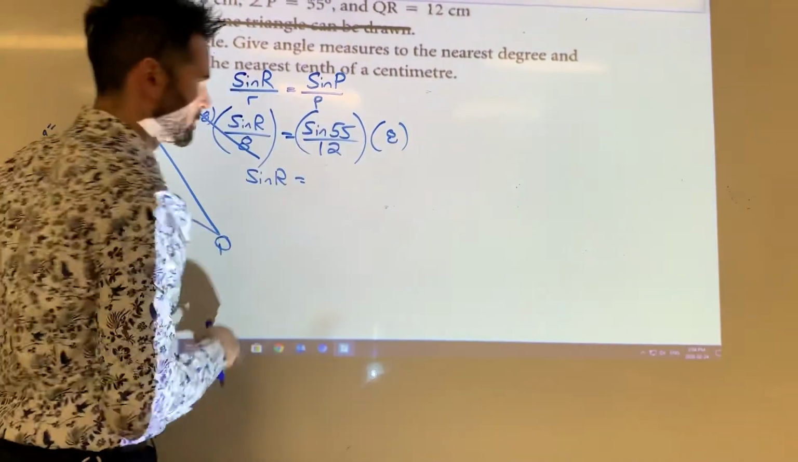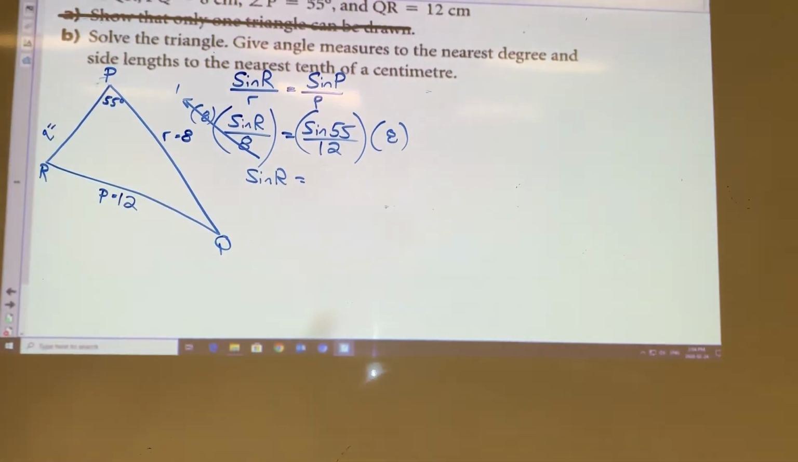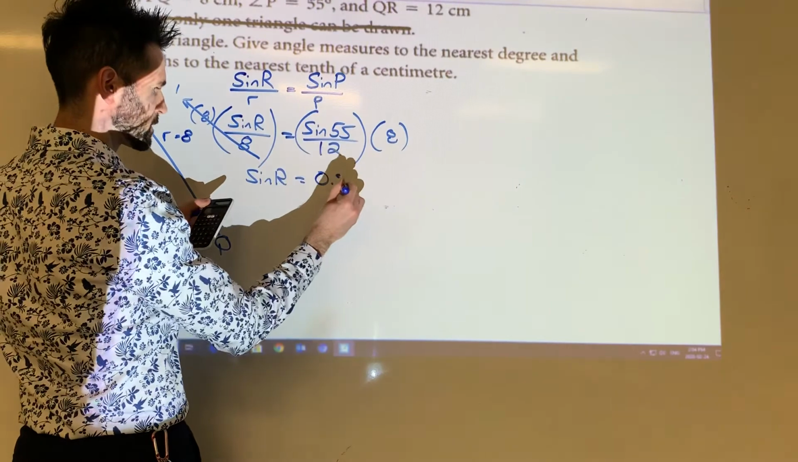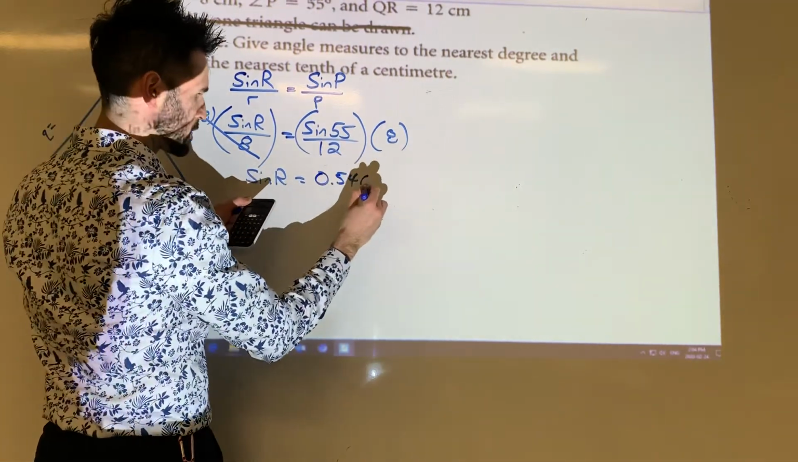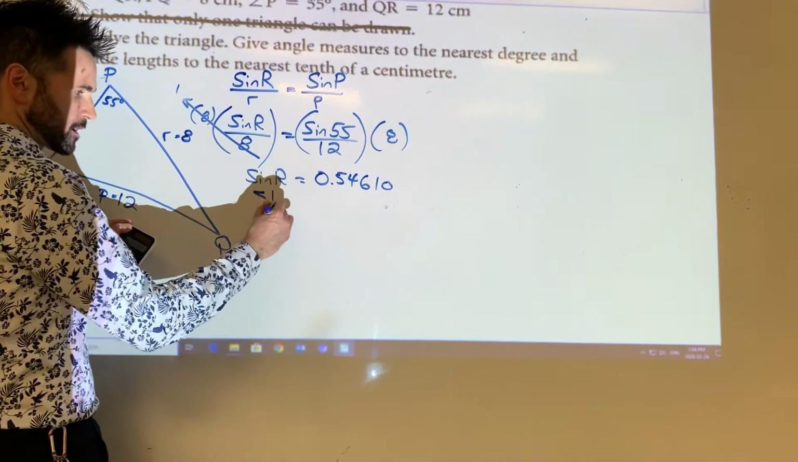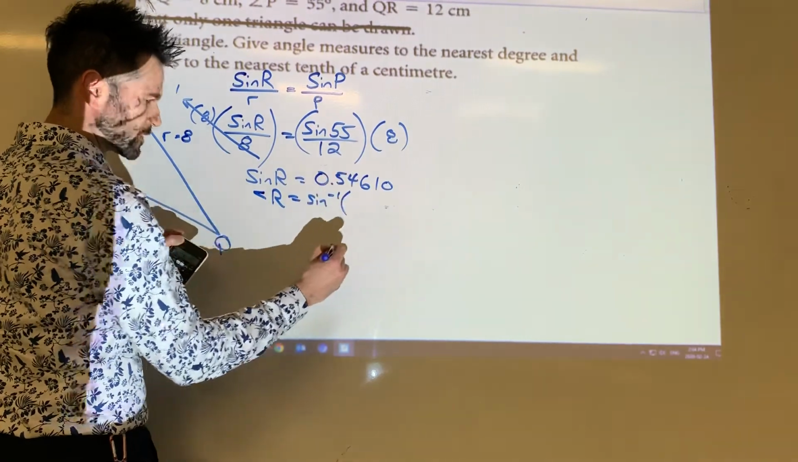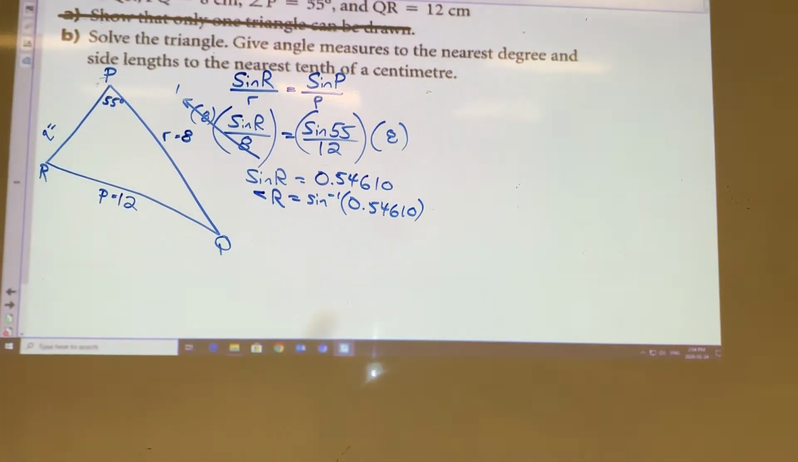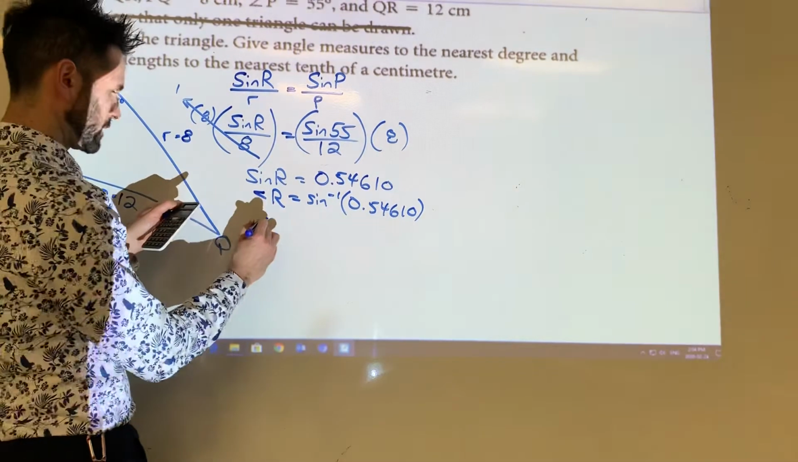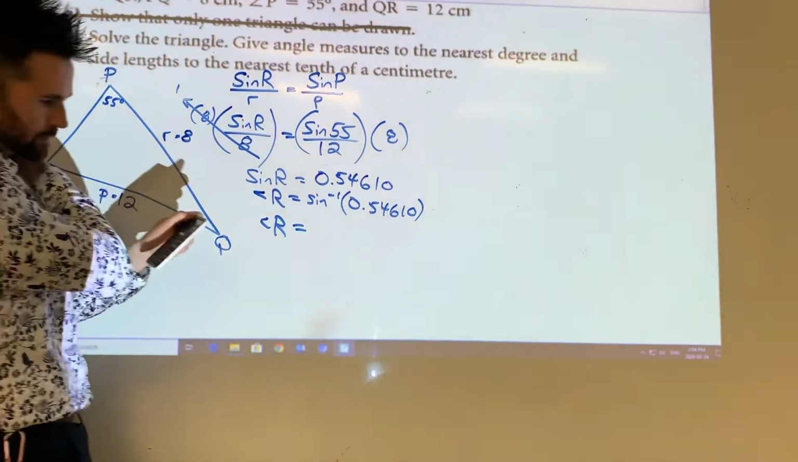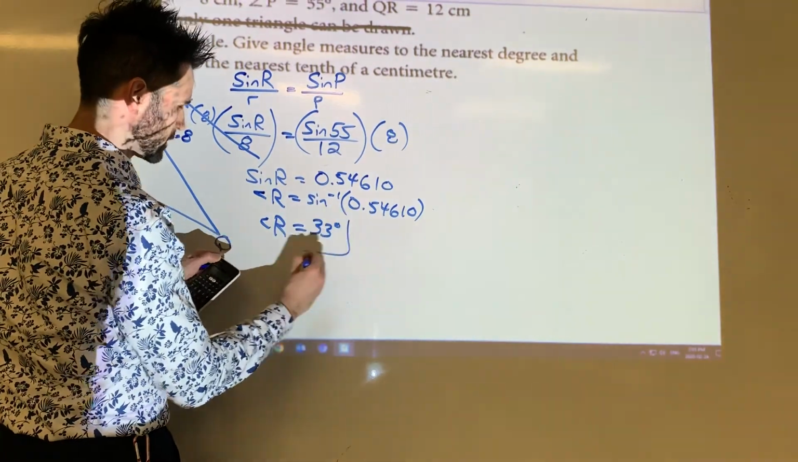And this is what I'm going to type in on my calculator. So remember, go sine 55, hit equals, then divide by 12, hit equals, then multiply by 8. And if you do all that, you're going to get 0.54610. You're not done yet, because to find angle R, you need to do the inverse sine. So go inverse sine of that. And you're going to type that in on your calculator. And I get 33.09. So it looks like we're just rounding to the nearest degree, so we're just going to say it's 33 degrees. There.